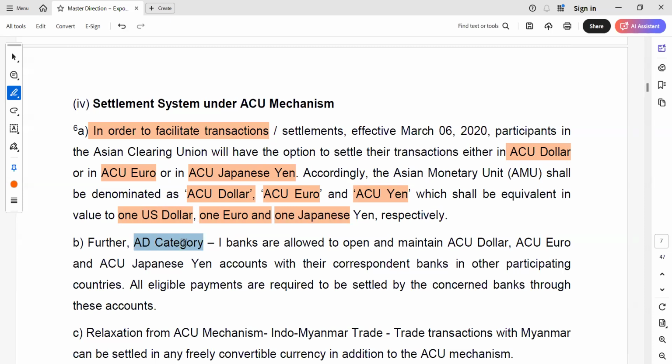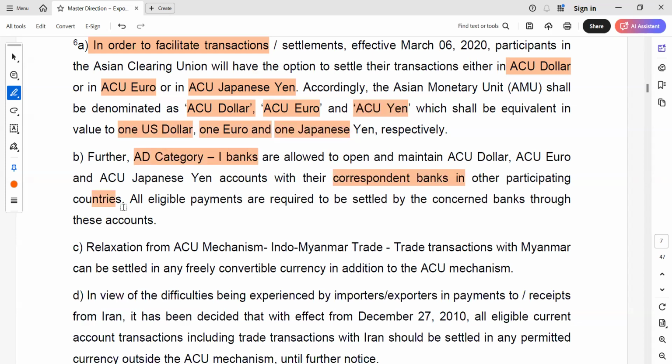So further, AD category 1 banks are allowed to open and maintain ACU dollar, euro, Japanese yen accounts with their corresponding banks in other participating countries. All eligible payments are required to be settled by the concerned bank through these accounts. Okay, so this is the system under ACU mechanism.